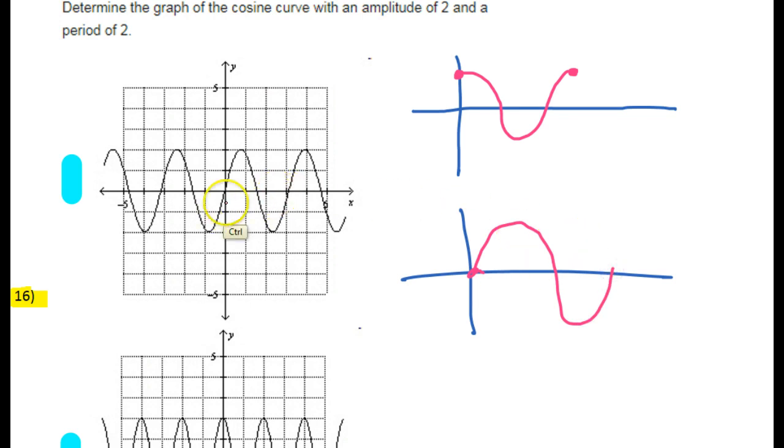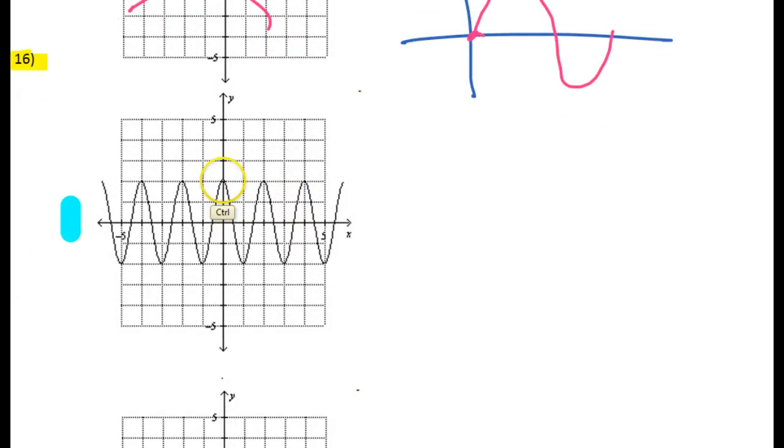So, at a glance, I'm looking at this first graph. It starts at the midline. Okay, so that's looking like a sine function. This is supposed to be a cosine curve, so I'm going to throw this one out. Okay, this one starts off high.